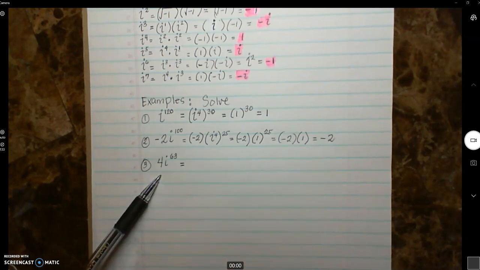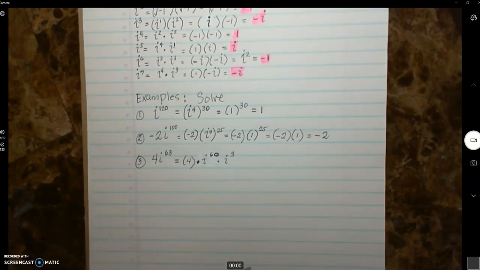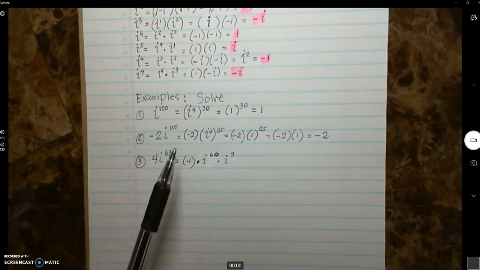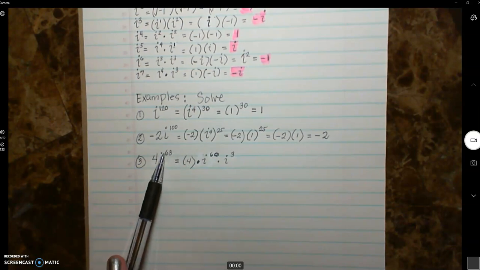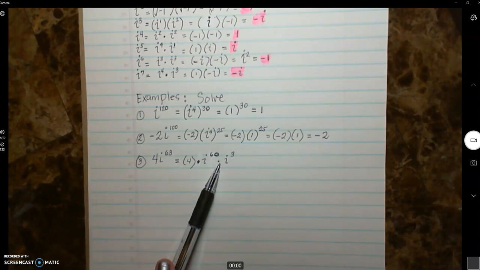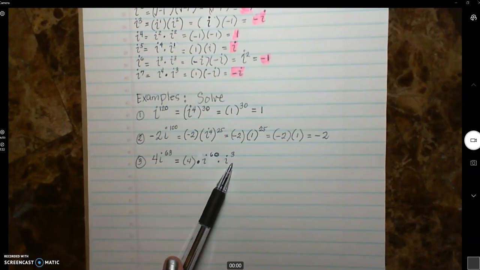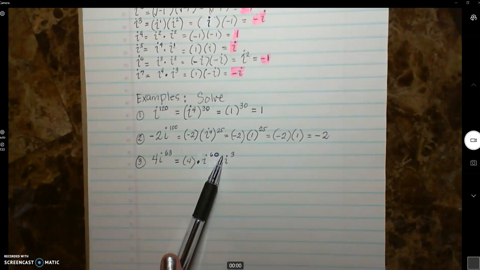Now let's try this one. 4i to the 63. Copy the 4 here. Now I want to do this slowly for you because this is something different. What I did was I split the 63 into a 60 and a 3, and I multiplied them. Again, let's go back to that rule that says if the bases are the same and you're multiplying, then you add the exponents, which will sum up to 63. So let me explain why I did that.